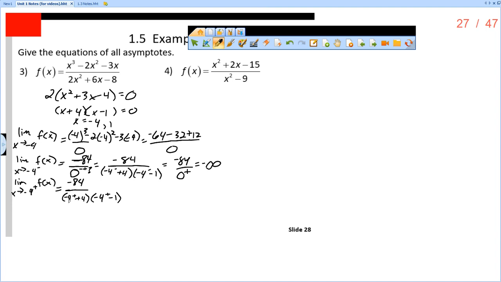So what's a number to the right of -4? How about -3? -3 plus 4, right? Remember, that would be a positive number times -4 minus 1, that would be -5. So a positive number times a negative number.